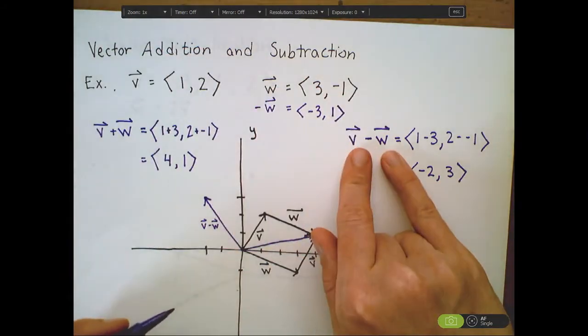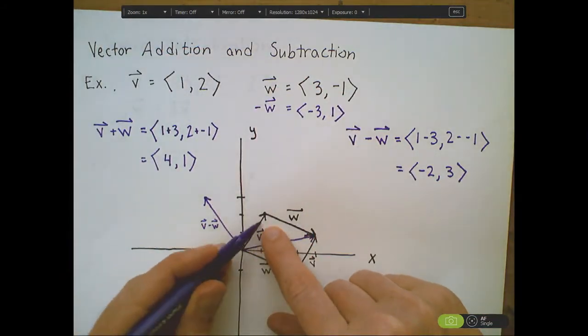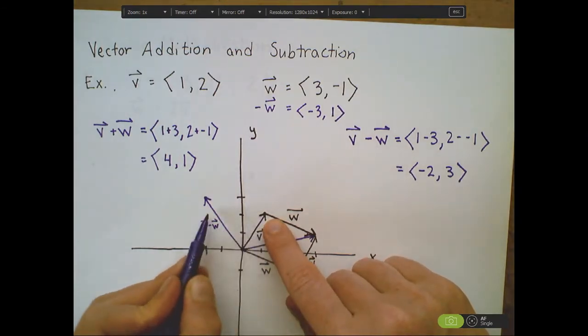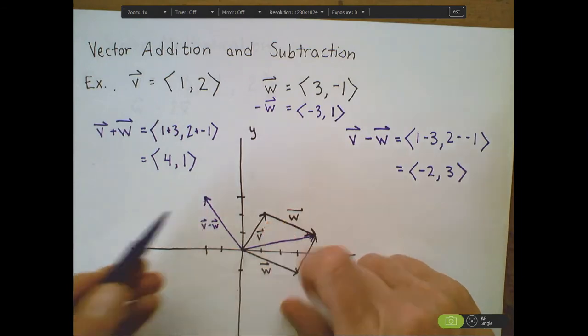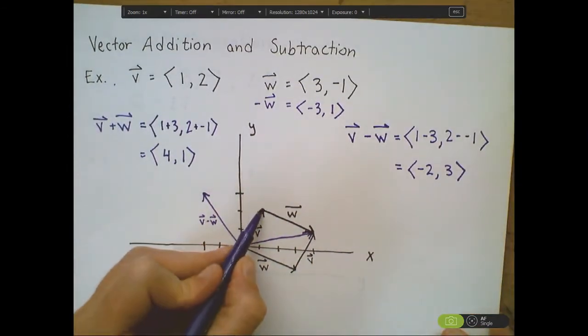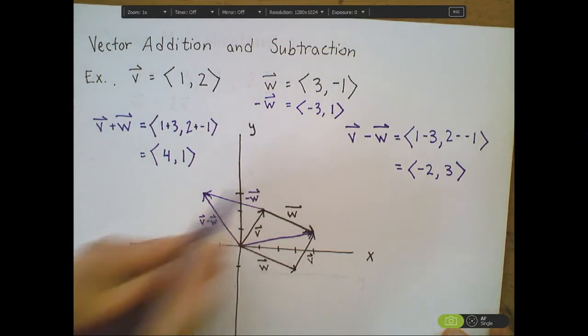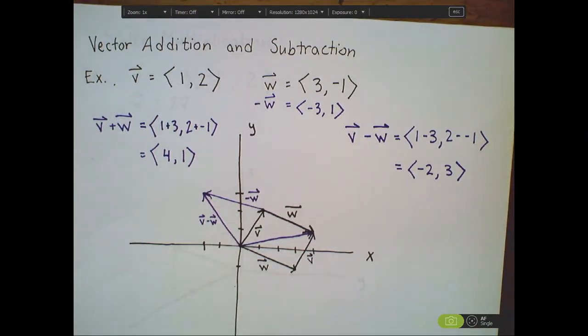So I'm just adding the negative. So I travel in the direction of v, and then I travel in the direction of negative w, which is moving backwards 3 and moving upwards 1. So maybe this is my v and then negative w. So that's vector addition and subtraction. All of this holds in 3 space as well. It's just much harder to draw.